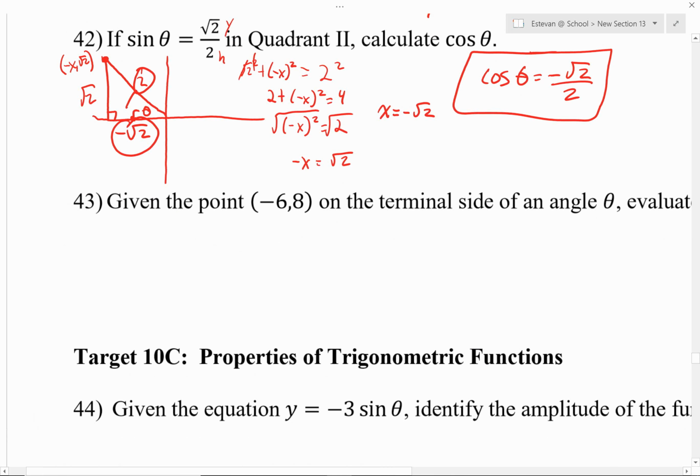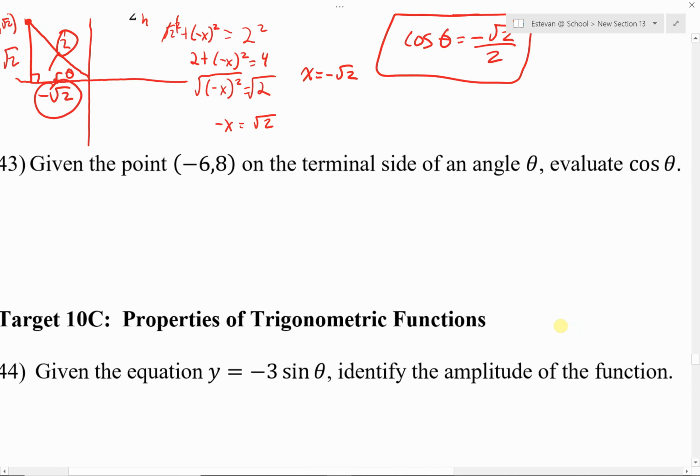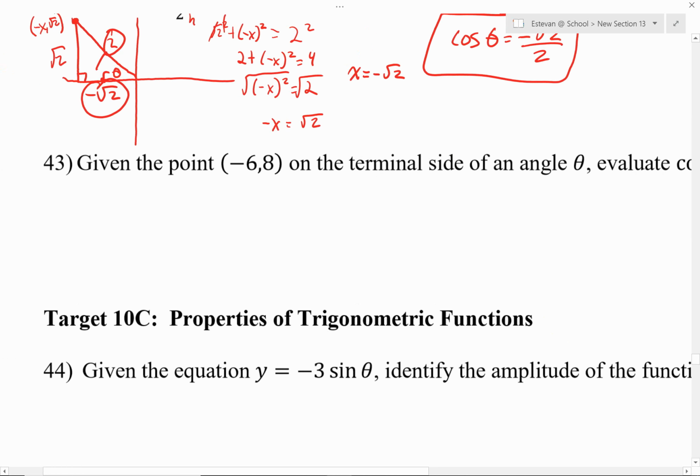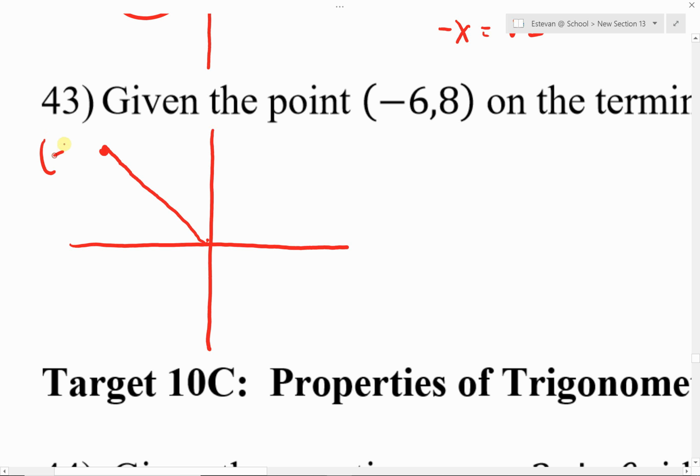Okay, 43. Given the point negative 6, 8 on the terminal side of the angle, evaluate cosine. Alright, for this one, it's very similar to the previous problem. Just this time we're given the coordinate point. So the coordinate point is negative 6, positive 8. So that will be the second quadrant. So this point is negative 6, 8.